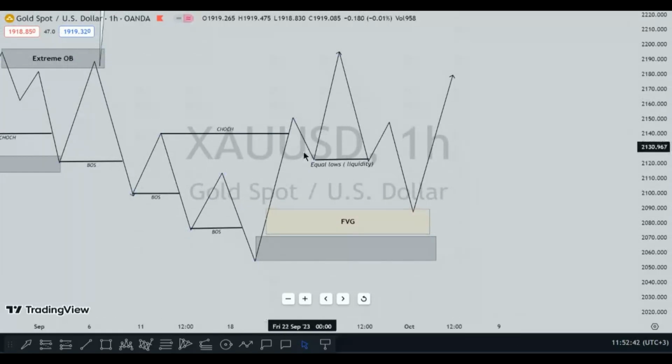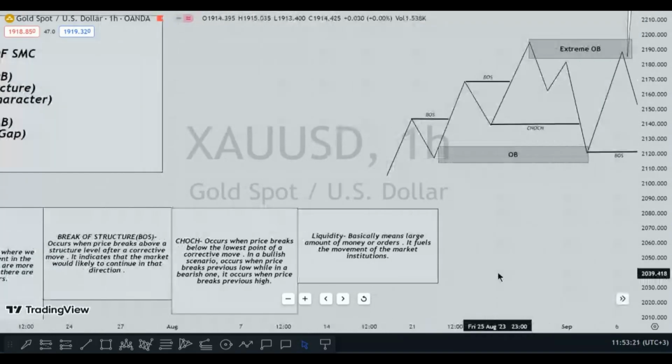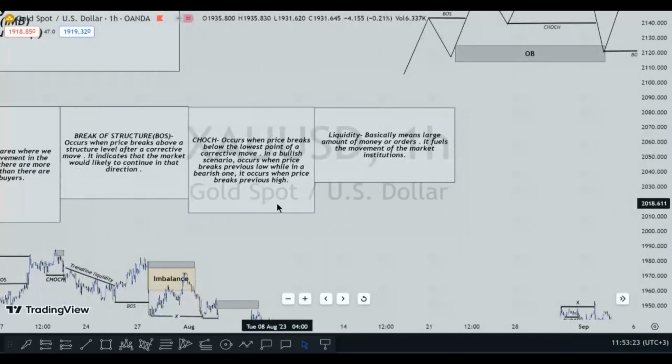So price went up, dropped, then formed equal lows. In SMC, equal lows indicates liquidity. I'll explain to you what liquidity means. Then price came down, failed to mitigate this extreme order block, but then reacted to this fair value gap. I will show you what a fair value gap is, and then it moved up in a bullish direction. Now, that's a change of character.